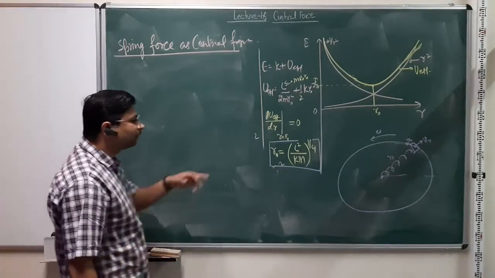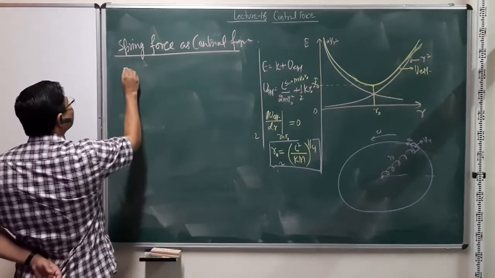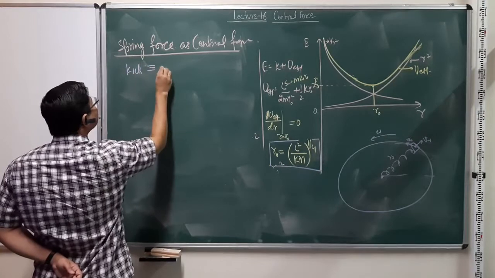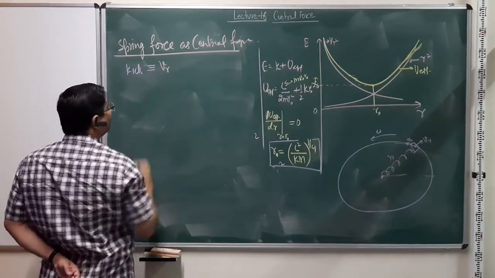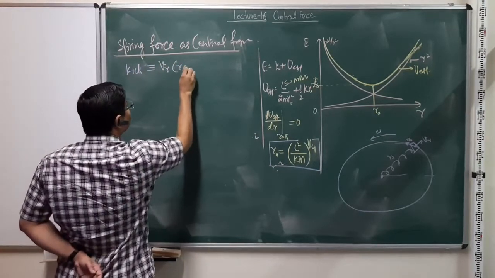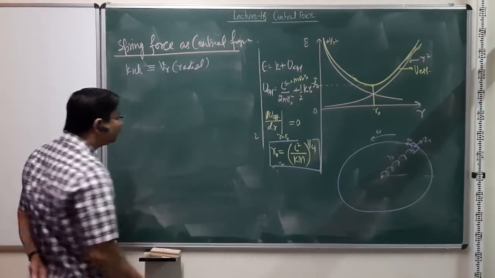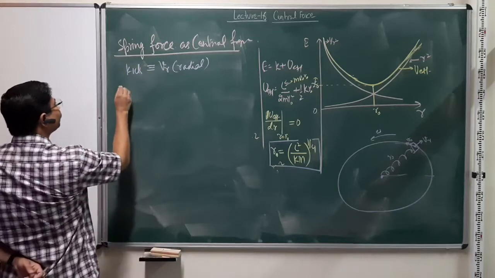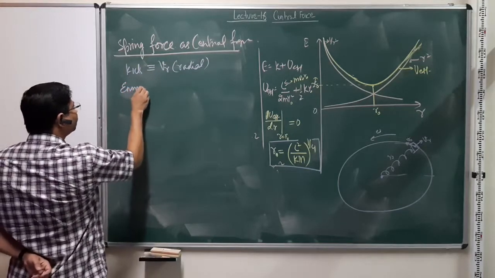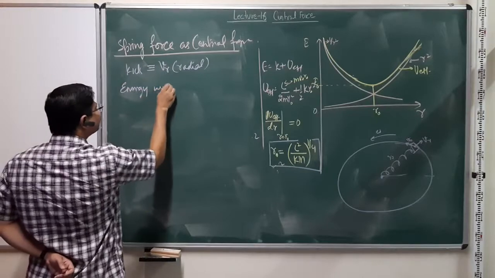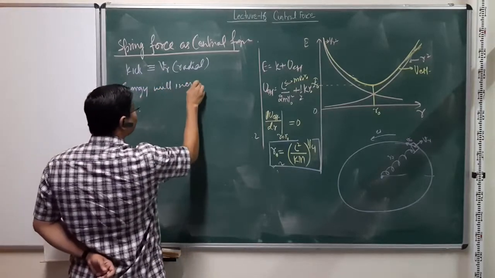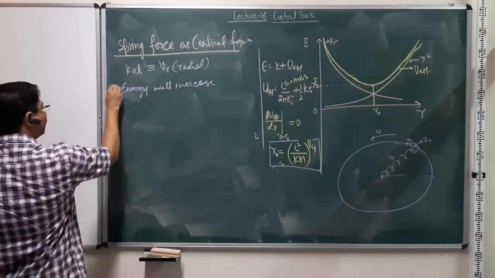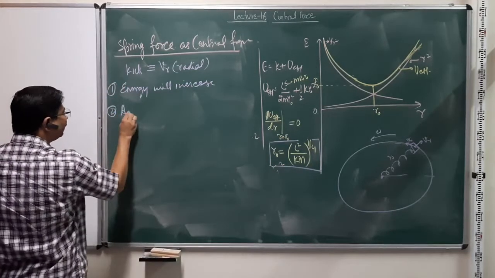So now again what we have to understand is, if we give it a kick, which is then represented in terms of a radial velocity vr, then what this is going to do to the system is, energy will increase, or change. Let's take it as a change. So energy will change, 1. Angular momentum.